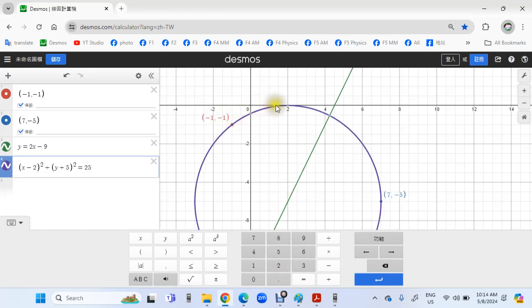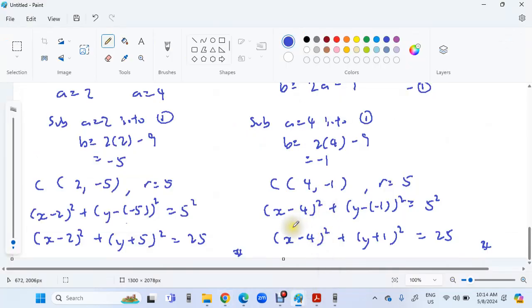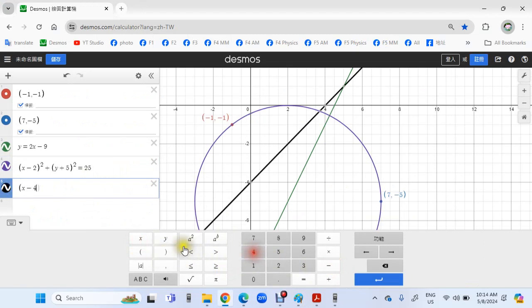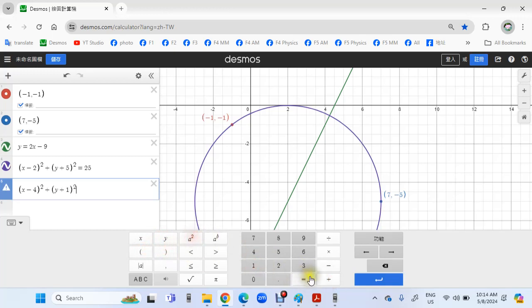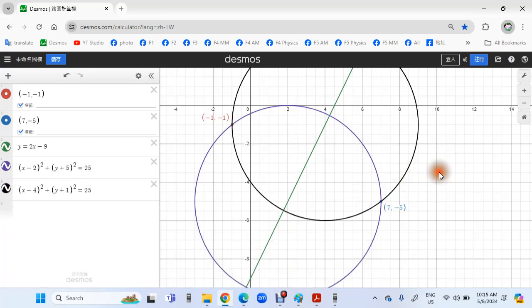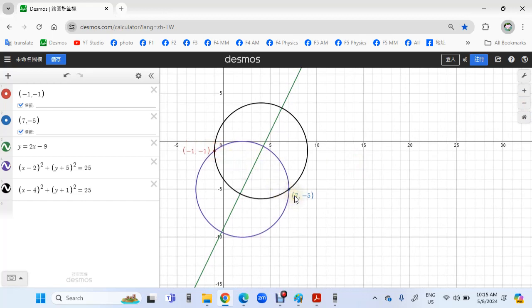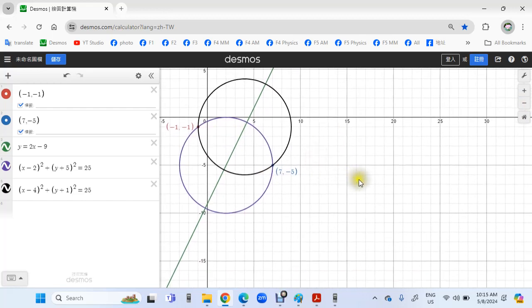You see, this circle passes through both points P and Q here. And then we have the center (4, -1). So we have (x - 4) squared plus (y + 1) squared equal to 25. So this one also passes through these two points here, P and Q. So these are the equations.